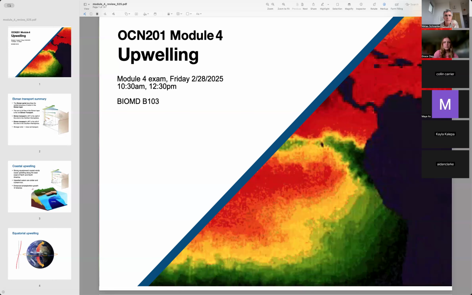Just a second. Oh, here we go. This one. Okay, so you should see the slides, OCN201 Module 4 upwelling. You see this? Yes? Okay, nobody disagrees.